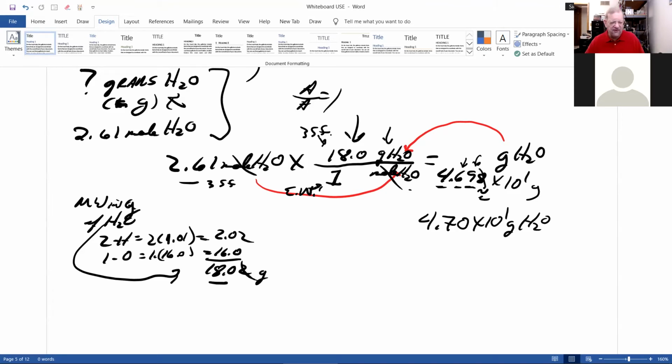So 2.61 moles of water is this amount in grams. And this is so powerful to chemists like myself to be able to use this. Let's go through this again.